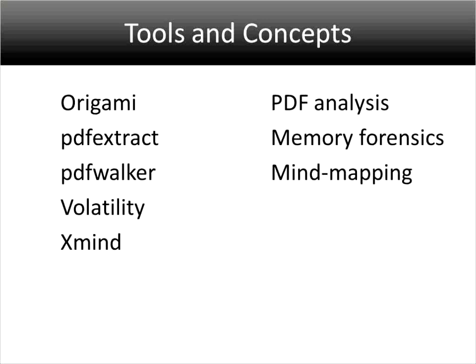So, we talked about miscellaneous changes to the distribution and some of the more popular tools being updated. This includes updates to Origami, Volatility, and XMind, and I also talked conceptually about the need to be able to perform memory forensics, perform PDF analysis, and the way in which many people like to keep track of all of their findings with the help of mind maps.